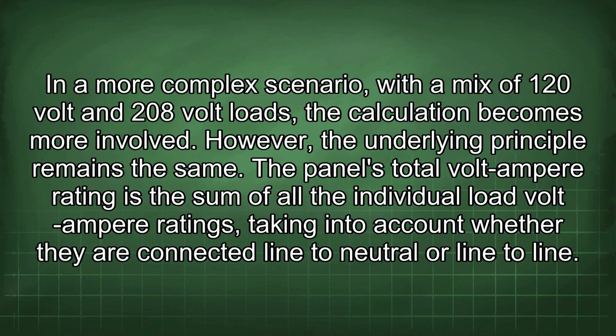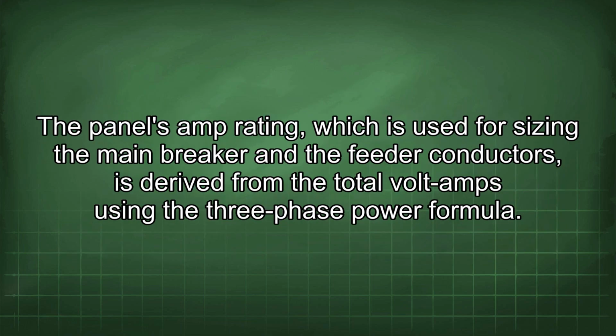In a more complex scenario, with a mix of 120 volt and 208 volt loads, the calculation becomes more involved. However, the underlying principle remains the same. The panel's total volt-ampere rating is the sum of all the individual load volt-ampere ratings, taking into account whether they are connected line to neutral or line to line. The panel's amp rating, which is used for sizing the main breaker and the feeder conductors, is derived from the total volt-amps using the three-phase power formula.